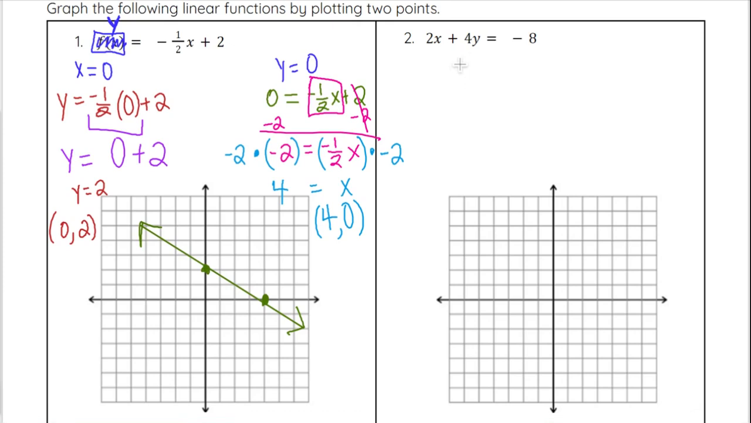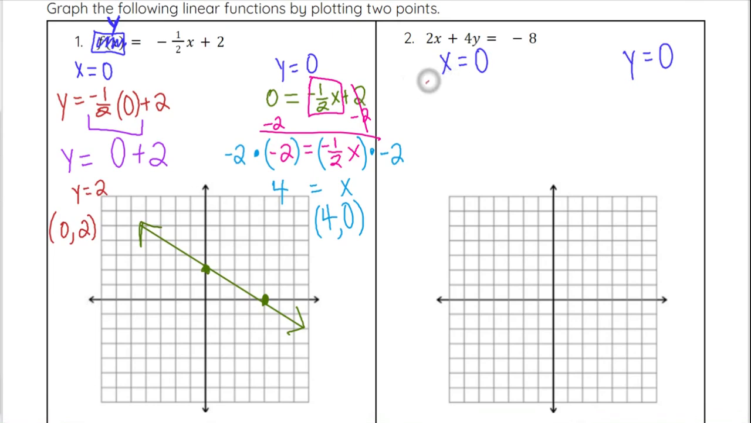Now let's take a look at number 2. So this one is in a different format. So the last one was in slope-intercept form, y equals mx plus b. This one here, 2x plus 4y equals -8. This one is not in that slope-intercept form. It's in what we call standard form, but we're going to do it the same way here. So we're going to plug in 0 for x and 0 for y.